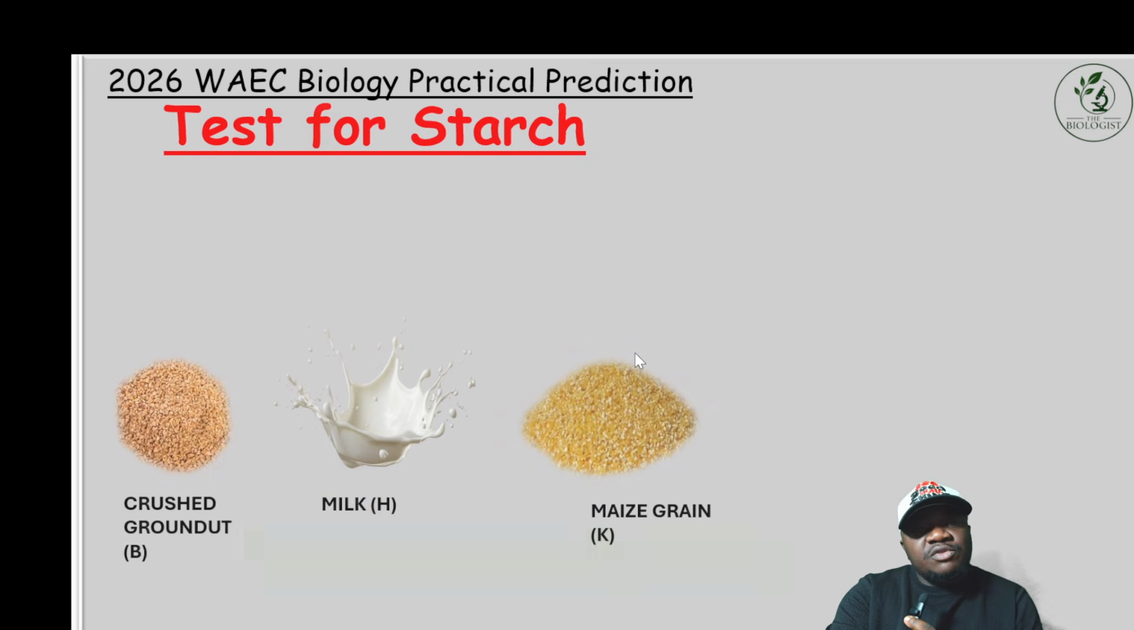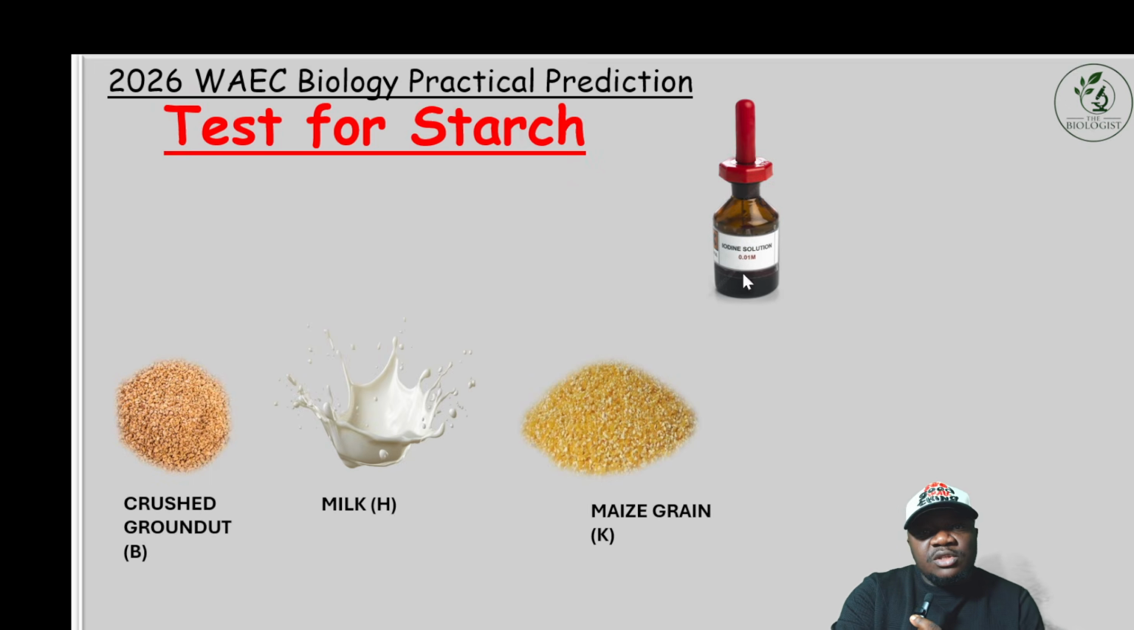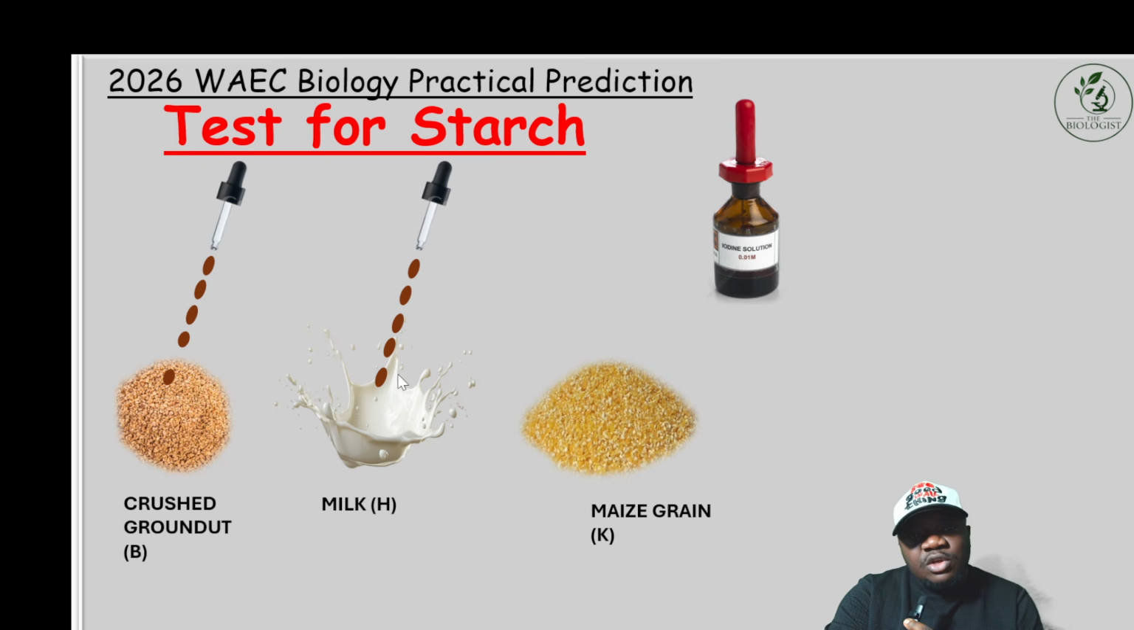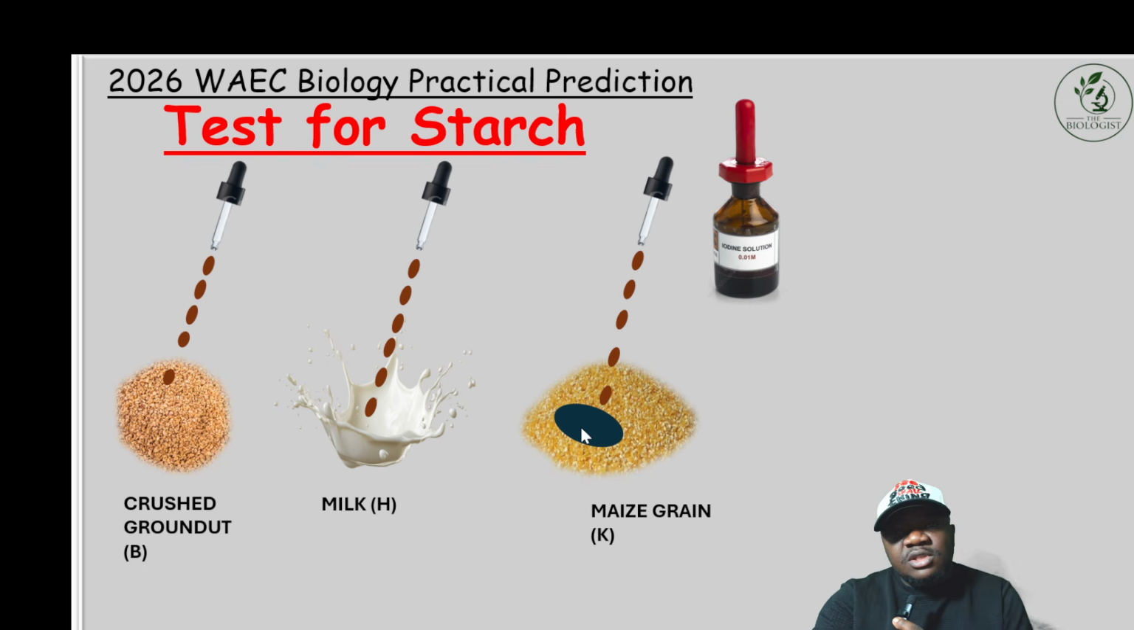For the test for starch, it's very straightforward. All you need is your iodine solution. You put a drop of this iodine solution on the specimen and see which of them is going to give you a bluish black coloration, which is evidence that starch is present. If you put this drop on the crushed granules, there will not be any color change. You put this drop in the milk, there will not be any color change, because the granules and the milk are both protein, so they don't contain starch. But if you put this on your maize grain, it's going to give you this bluish black coloration to show that starch is present.